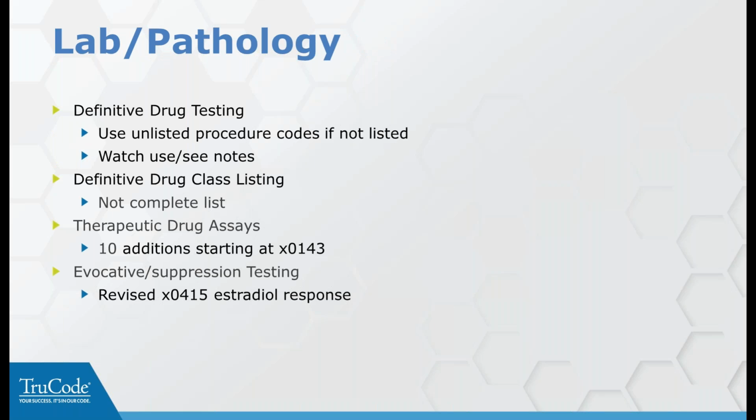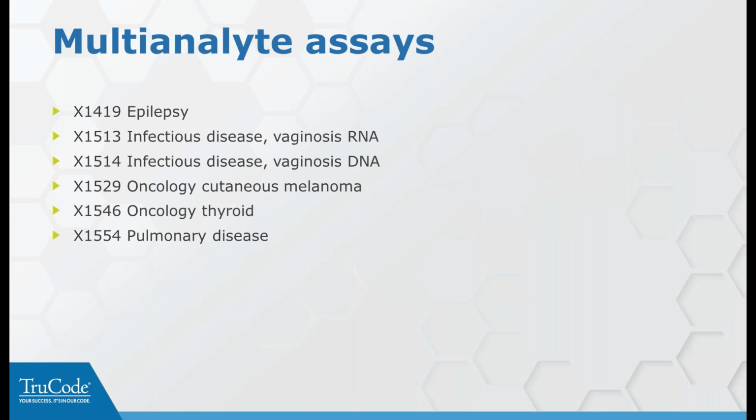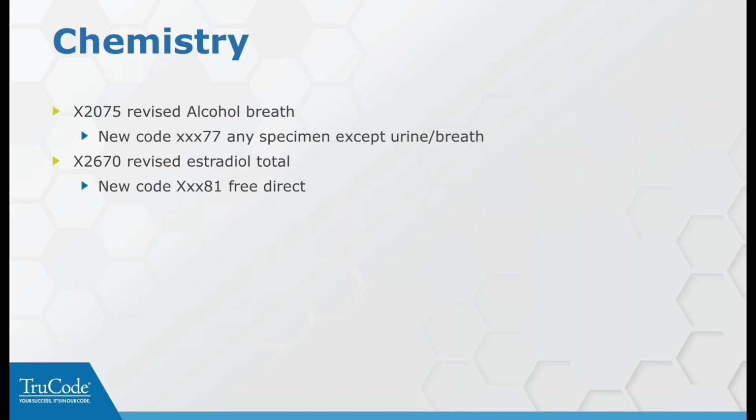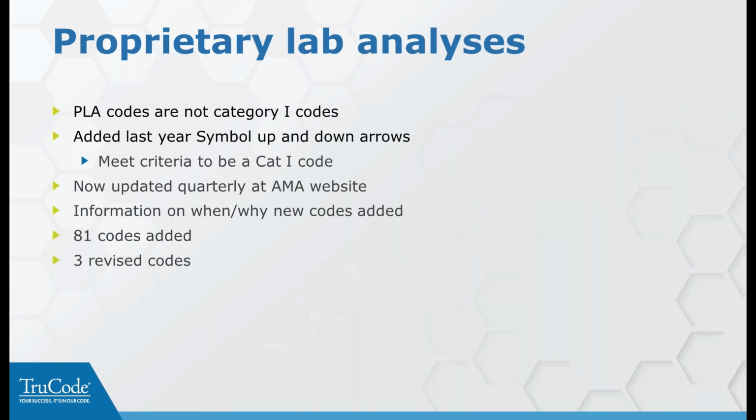In pathology, we didn't see a whole lot. Again, molecular pathology is more of our genetic type things. They do add those codes in every year. You can see some new other genetic area information, these multi-analyte assays. In chemistry, looking at different alcohol tests with either breath or other specimens. And just a lot of codes with the COVID codes, and with all our proprietary lab codes, a lot of those 81 codes added, 3 revised codes that I could count, lots of those codes. And again, you'll see more and more with the different companies coming up with new COVID tests as well.